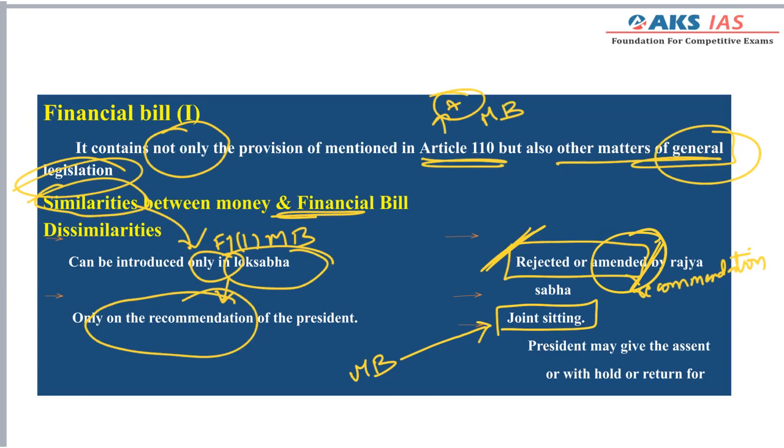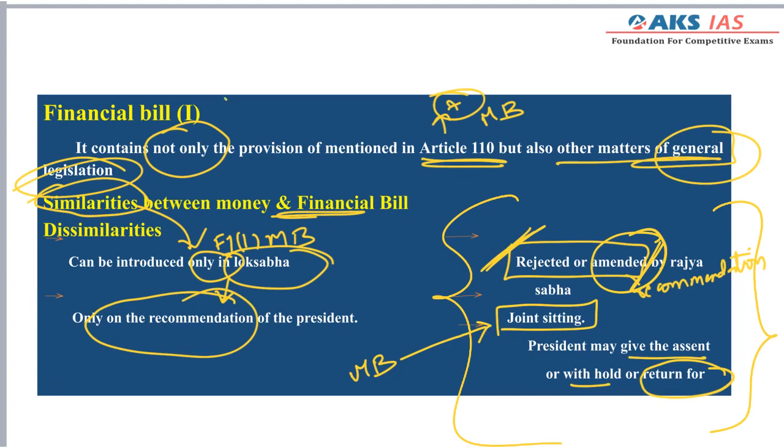Coming to the President's assent, as we have seen, in the money bill he cannot return the bill for reconsideration to the Lok Sabha, but here he may give his assent, withhold it, or even return the bill for reconsideration to the Lok Sabha. So these are the dissimilarities that need to be remembered.